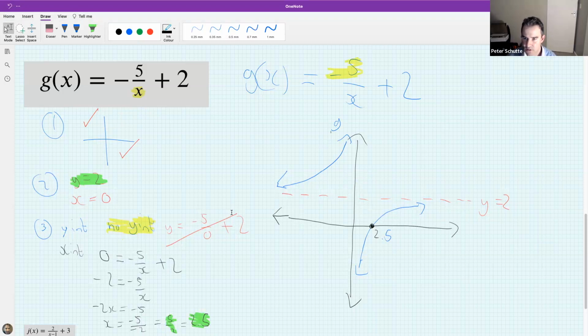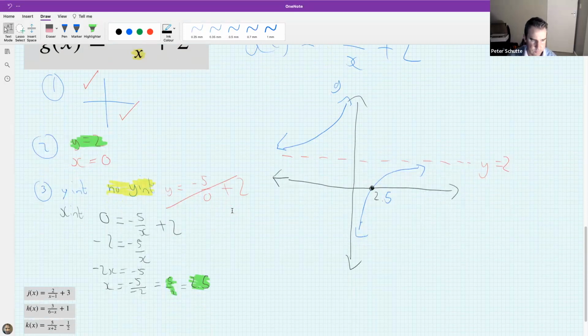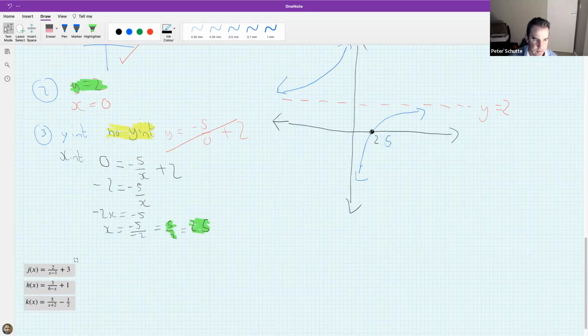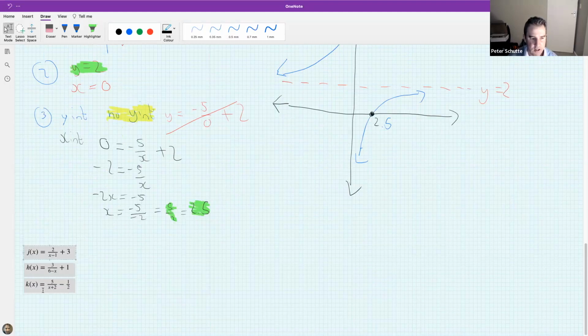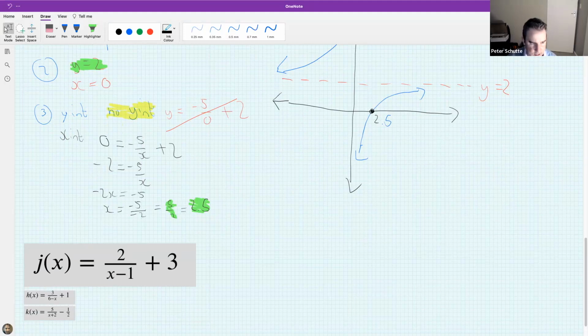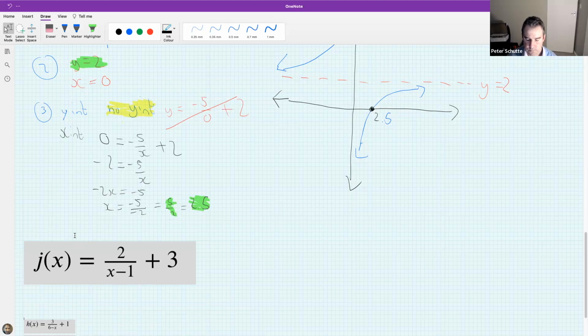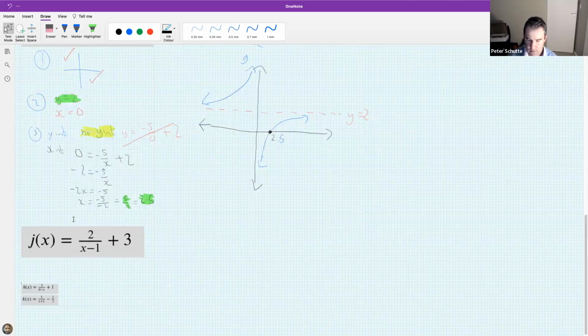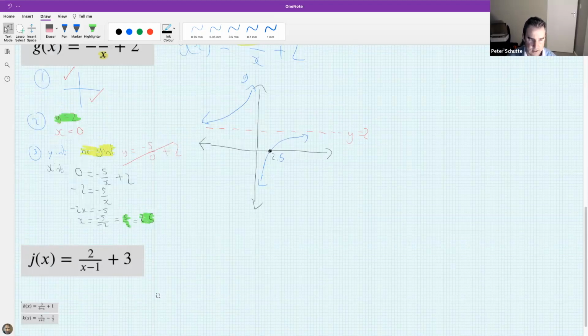I think we can do another one. Okay. Let us do, I'm going to do the graph J. So I want you to draw the hyperbola J for me. So go ahead, you know the process. I'll let you get started on that.